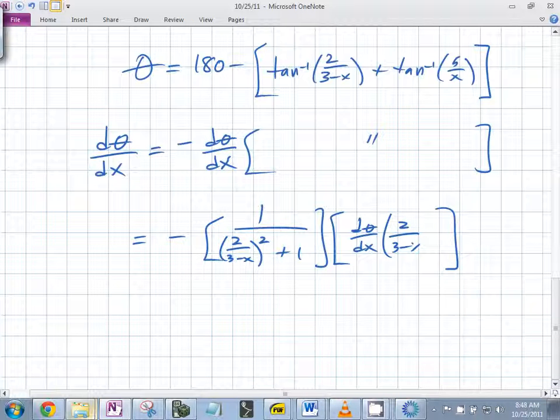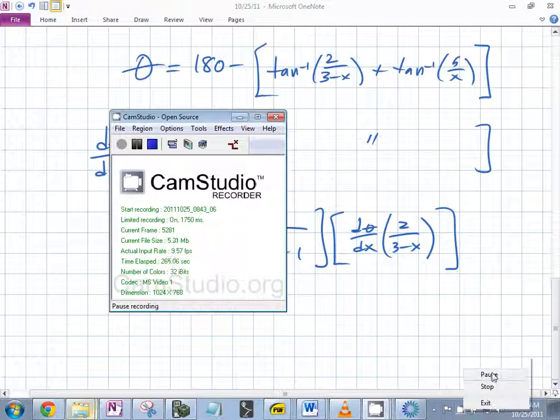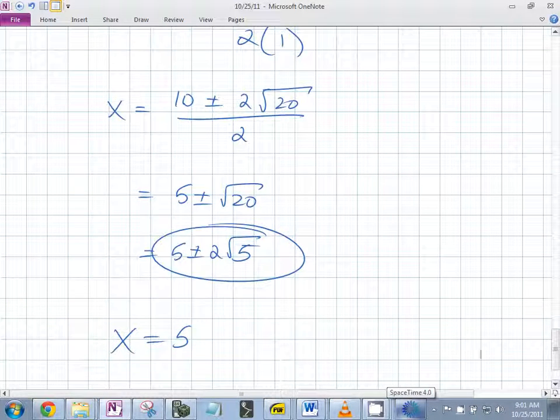What's 2? Okay. But are you taking the derivative in terms of x? We're taking the derivative in terms of x, correct? So isn't that just going to be 2 over 3 minus x? Okay, I'll pause for a second. So they're both positive, so they go one, because it's smaller than 3.